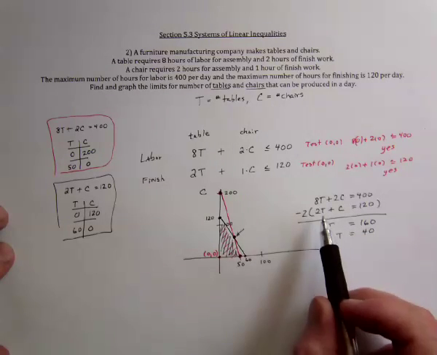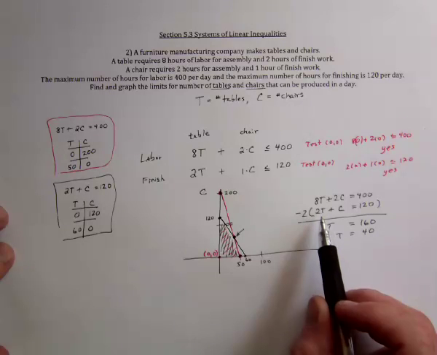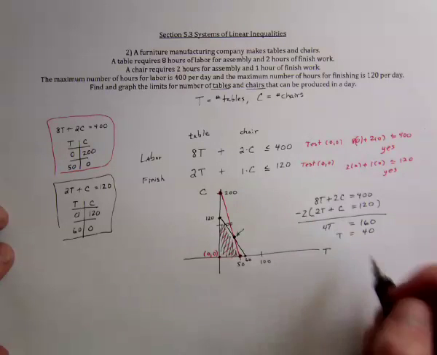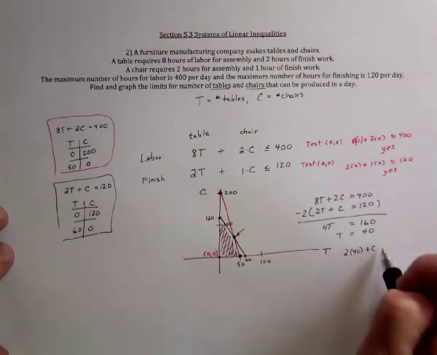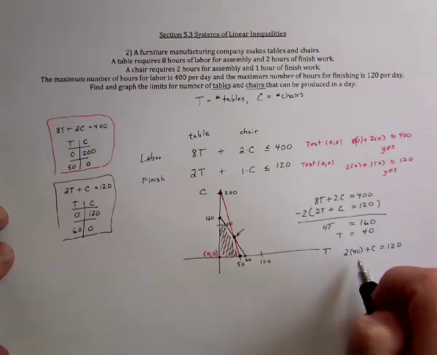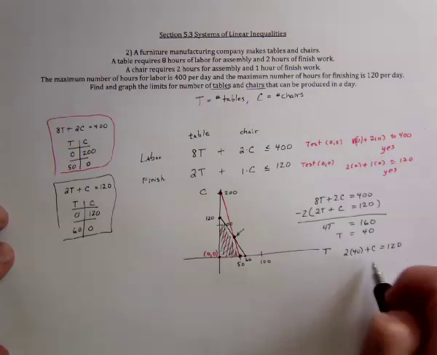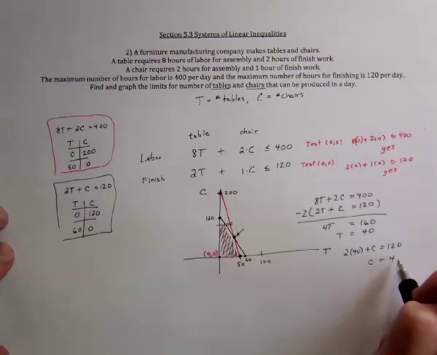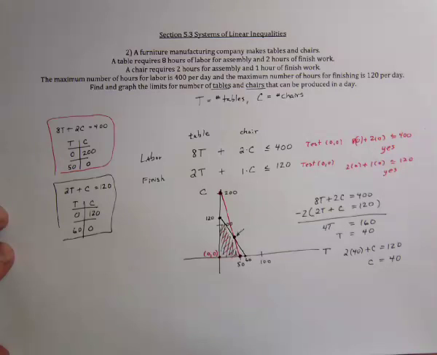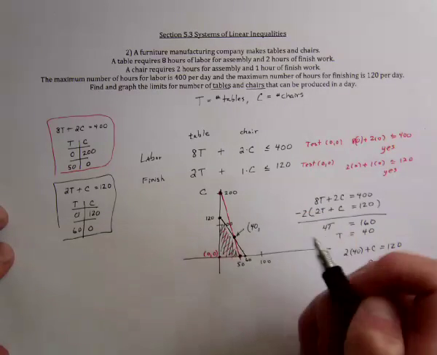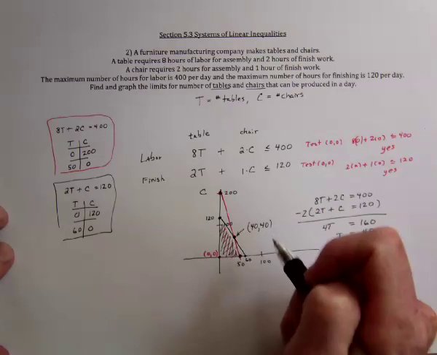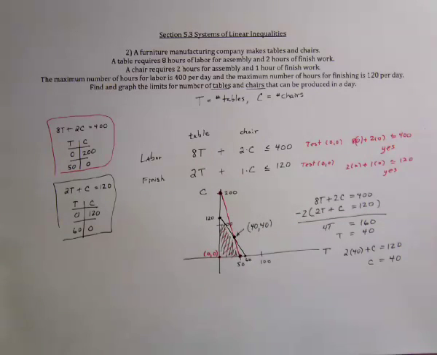And then substitute that back into one of the original equations, like this one right here. And I would say 2 times 40 plus c is equal to 120. So this is 80. Subtract 80 from both sides, and it leaves 40. Oh, nicely balanced. 40, 40. So this is at 40 for tables and 40 for chairs. And now we have the whole region defined.